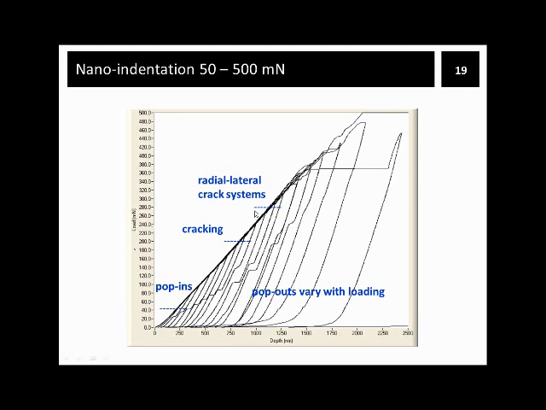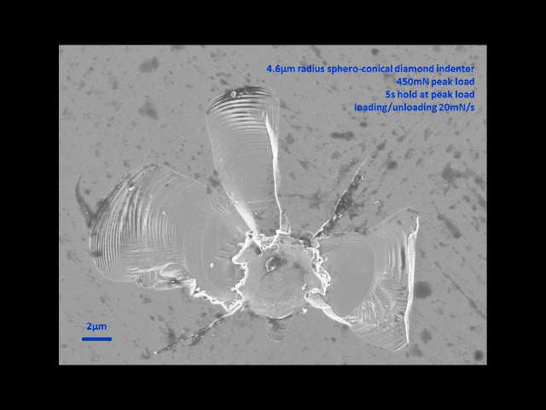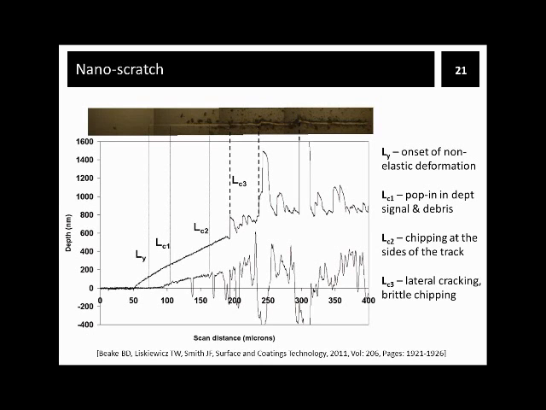above 300 millinewtons. And we will use that critical events data for comparison of some critical loads in nano-indentation, nano-scratch, and nano-fretting later. This is just a nice image of an indentation site at 450 millinewtons, showing extensive cracking and delamination.